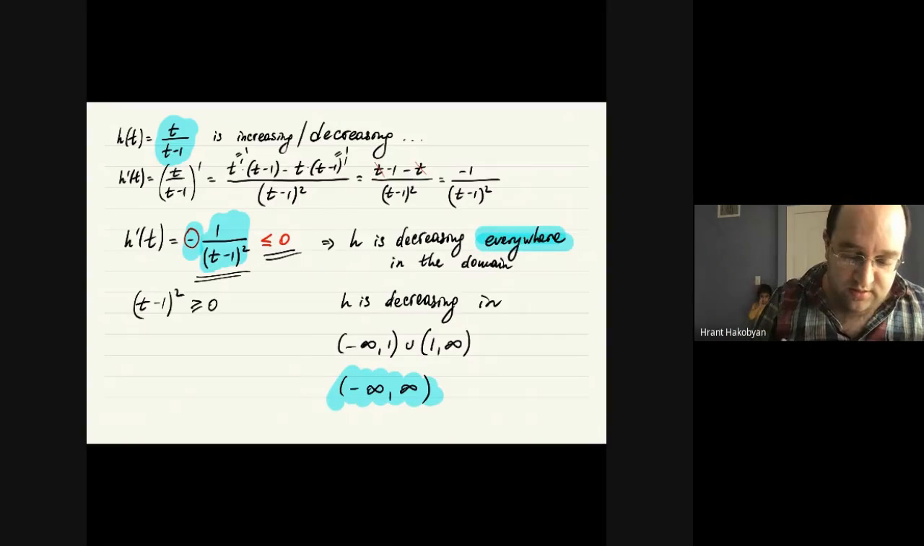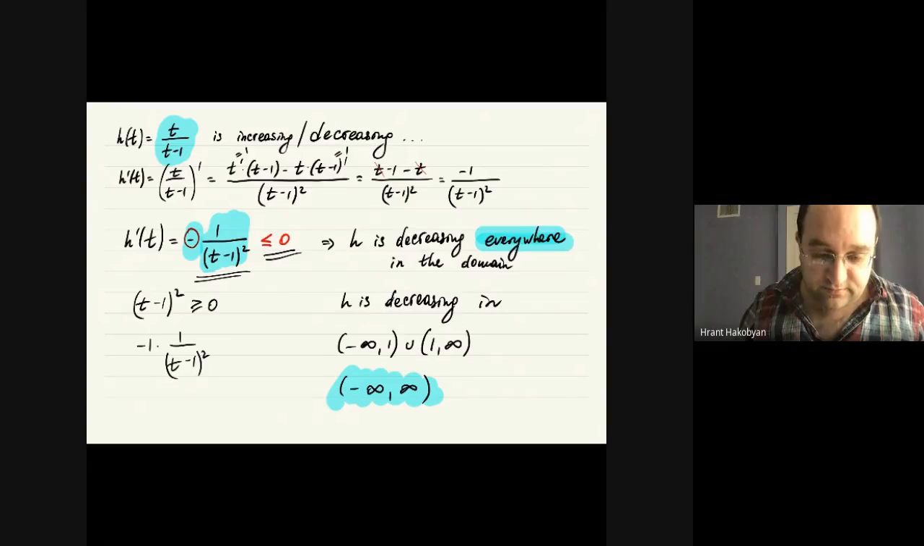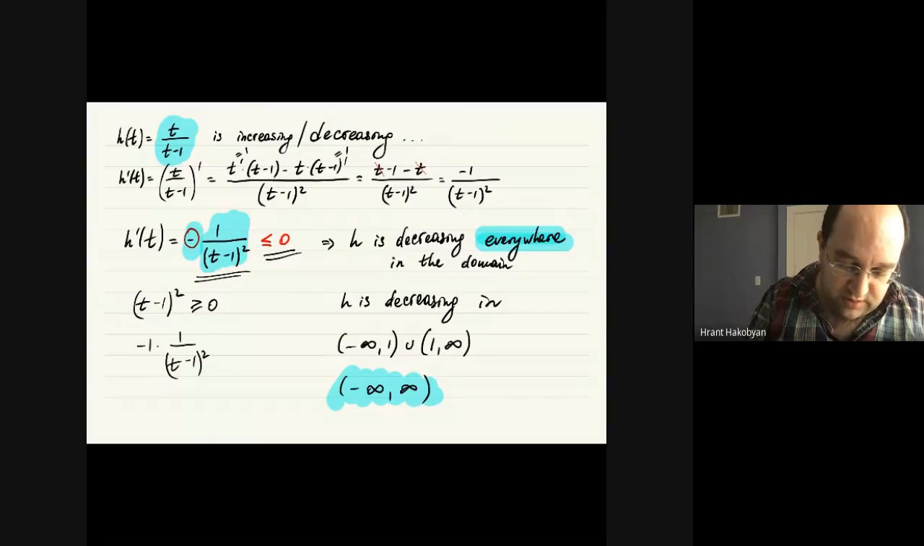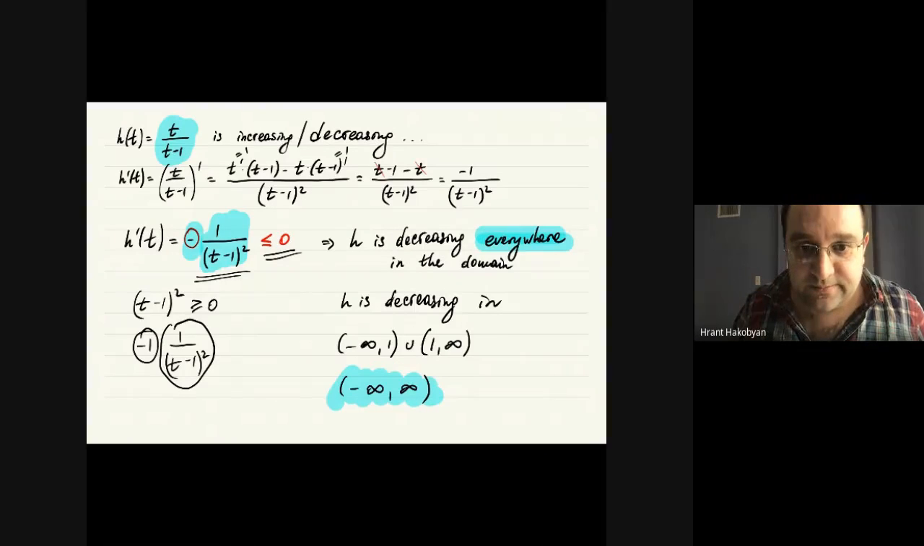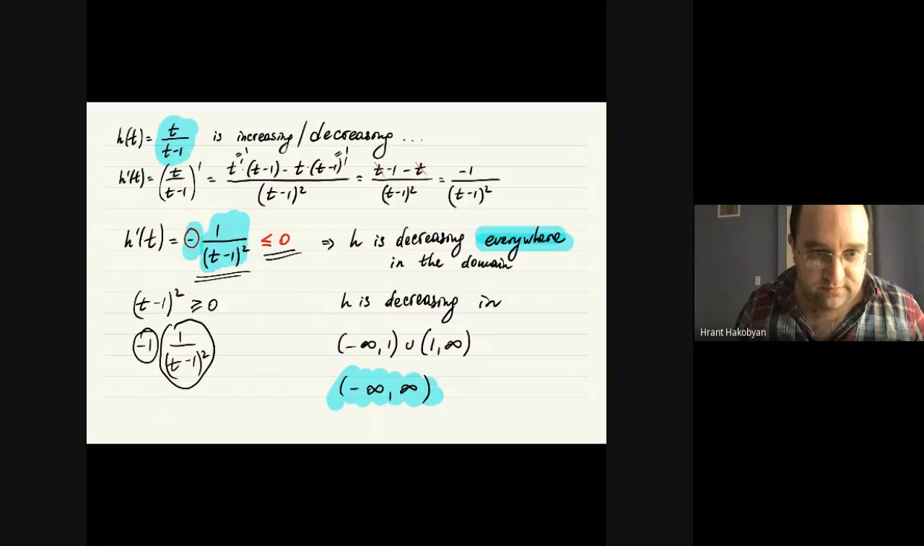Sorry. So it's going to be -1 times 1 over (t minus 1) squared. You can just write it like this, okay? So it's going to be the negative number times 1 over (t minus 1) squared. So the 1 over (t minus 1) squared is going to be positive, right? Right, because of the squared. Yes. Any number squared is going to always be positive. Right. Okay.